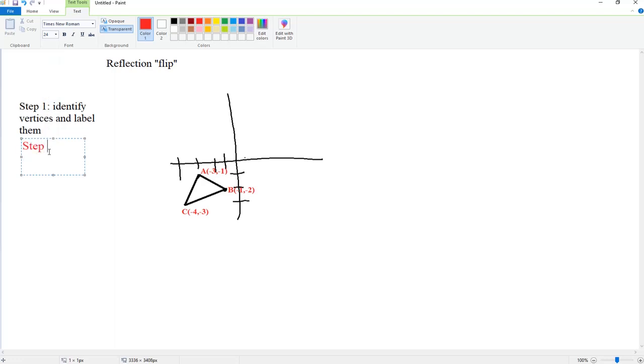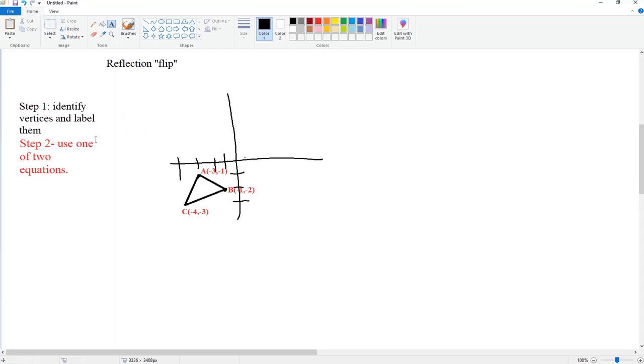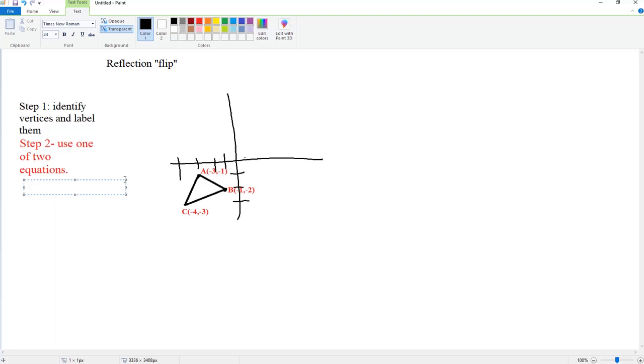So for my step 2, I'm going to be using one of 2 equations. This will be kind of similar to the ones that we had for translation, but instead we're doing it with different equations. We're still going to have our x, y. x, y does not change. This is the beginning of every single transformation equation.